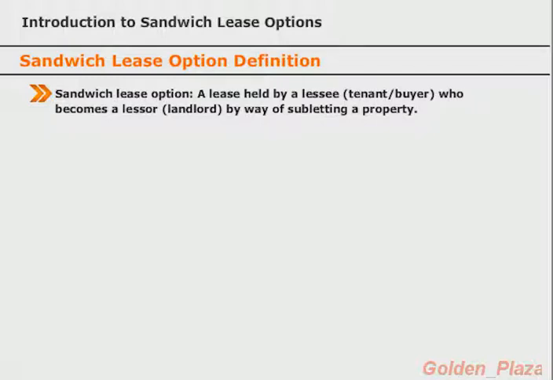That may be a little confusing, so let me break it down for you with a quick example. You as the investor find a property for sale. You contact the owner and set up a lease option with them where you are the tenant buyer. Now, instead of moving into the property, you simply sublet it to another tenant buyer and make money on the difference. The end tenant buyer pays you versus the amount you are required to pay the original owner.